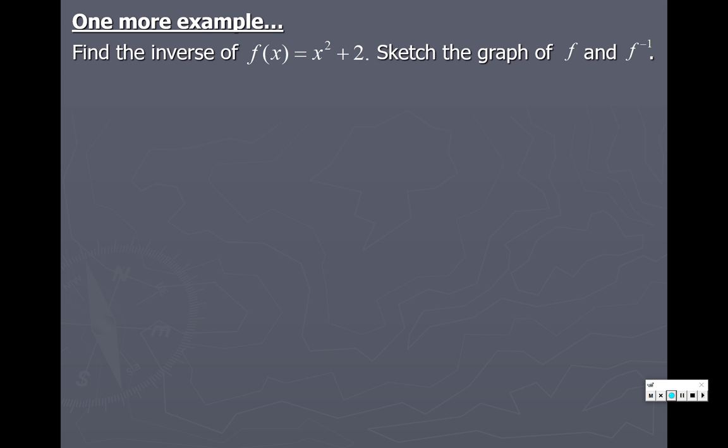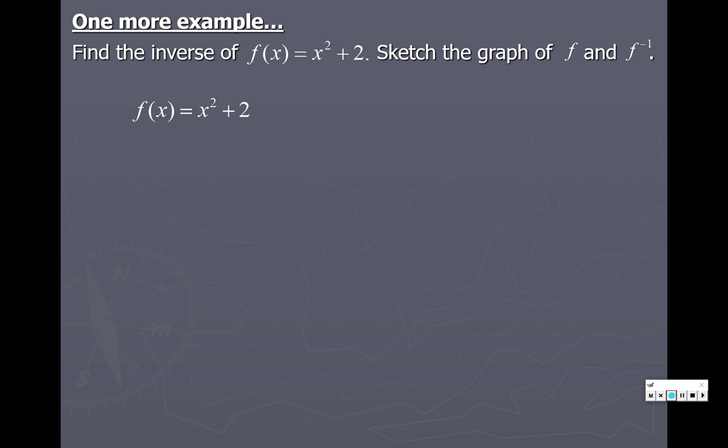One more example. Find the inverse of f at x equals x squared plus 2. If you're right with me, you better check this out. This one's got a little quirk in it. Doesn't seem like a big deal. Quadratics you've done many times before with x squared and so on, so you think there's no big deal here. But there's one little step here that'll drive you nuts if you don't really get it.